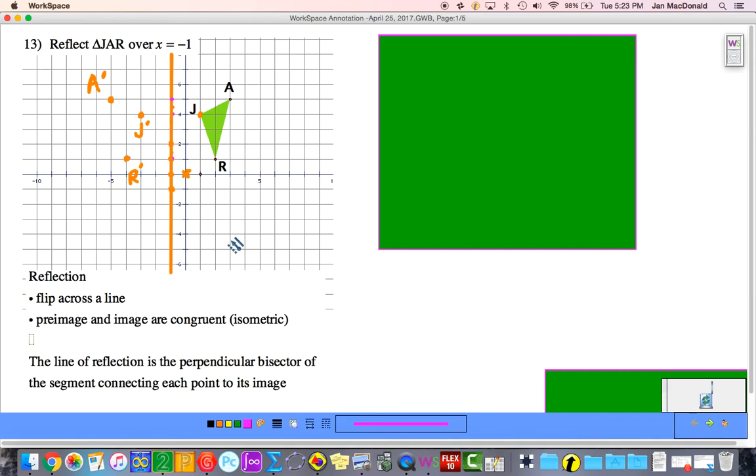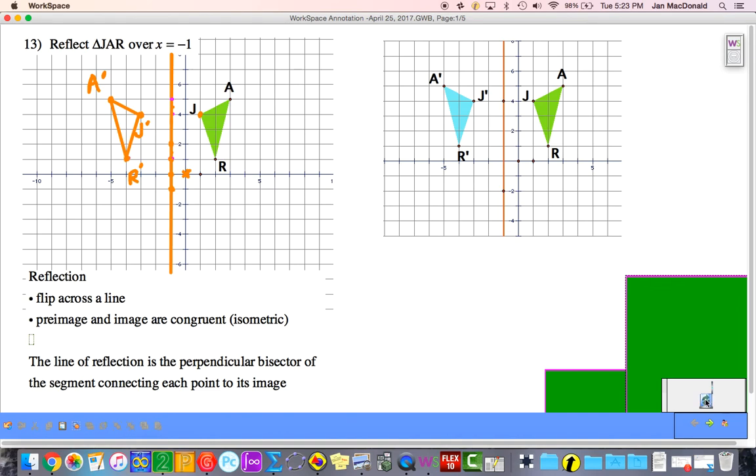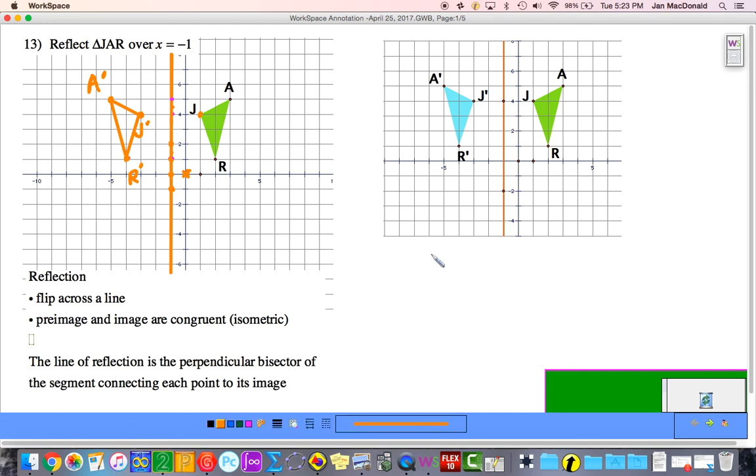Now we just need to complete our triangle. Our new triangle is called triangle A prime, J prime, R prime, and our final product should look something like this. Here is our original polygon. A reminder: we call the original the pre-image, the polygon before we've moved it. And here is our image after we have reflected the triangle over the line x equal to -1.